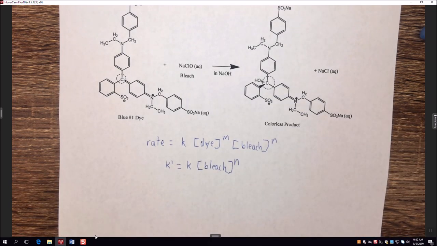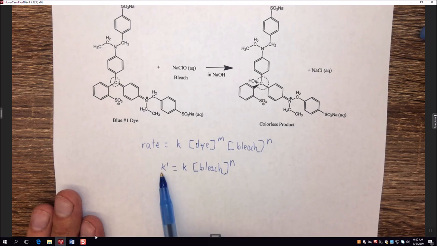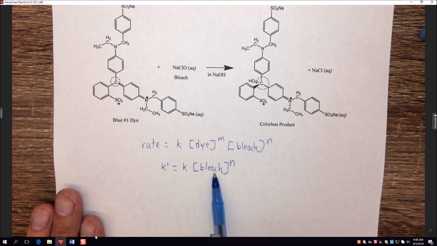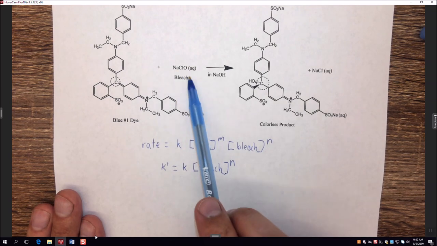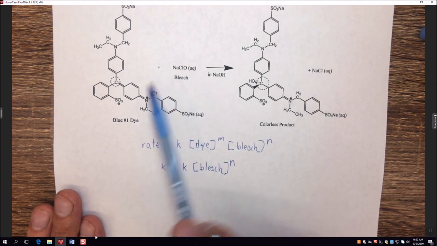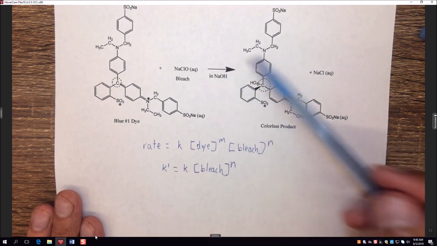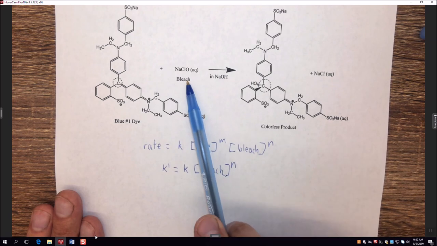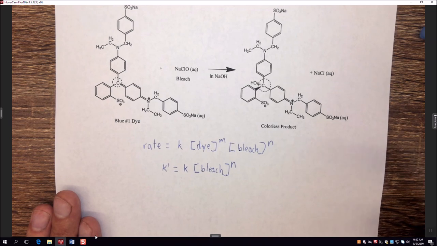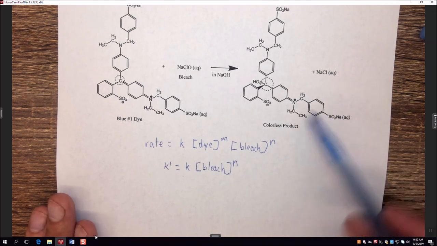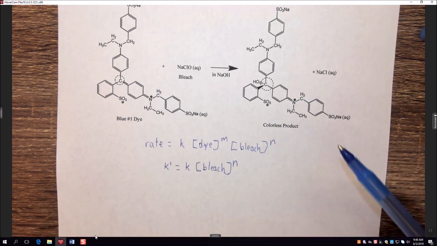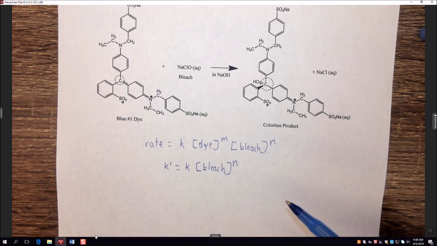And you might be asking yourself, how could we do a reaction where k prime, a constant, involves the concentration of something? And the reason that we can do that is we use a huge excess of bleach. If we use a huge excess of bleach in this reaction, even though some of the bleach is of course going to get used up as the reaction proceeds, if only 1/100th or 1/1000th of the original bleach that we added is used up during the reaction, then the concentration of bleach is within reason constant. And now this simplifies our math because it gives us an easier equation to deal with.